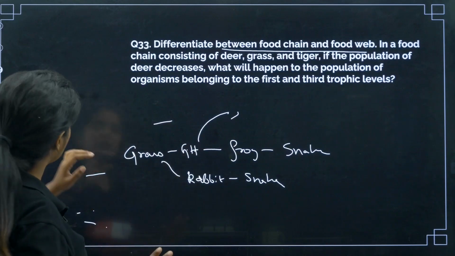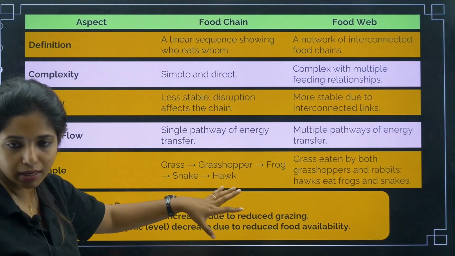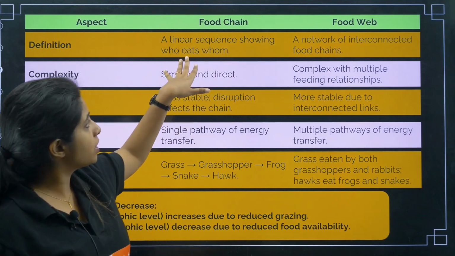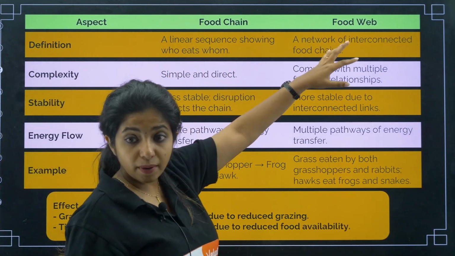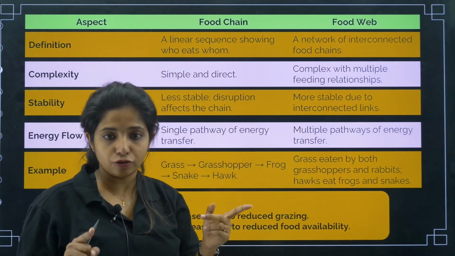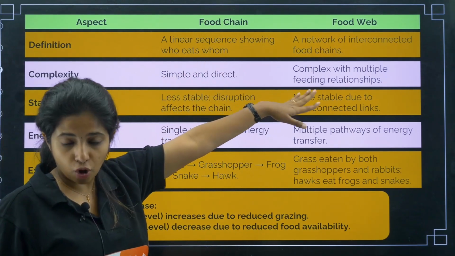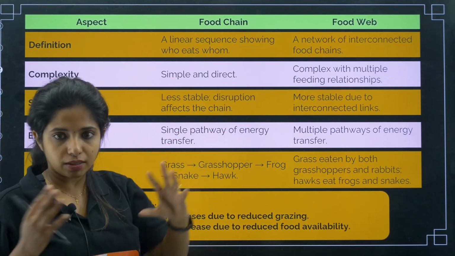I'll directly show you how you can frame your answer. You can frame your answer like this. Definition: food chain is a linear sequence showing who eats whom. Food web is a network of interconnected food chains. Complexity: food chain is simple and direct. Food web is complex, with multiple feeding relationships, obviously.